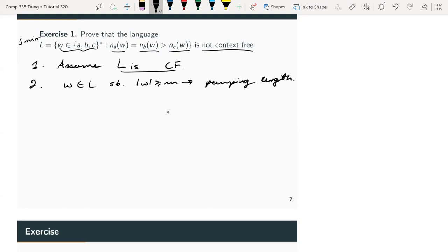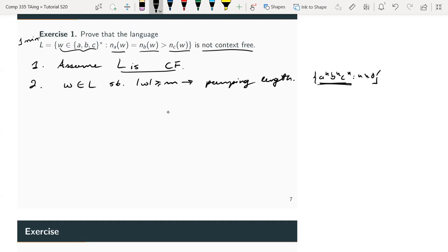So what's a good pick for W in this case? What you need to think of is that you've already seen in the lecture the proof for a^n b^n c^n not being context-free. The idea is that the string you pick for this kind of language can be similar to this structure, because you already know the fundamentals to disproving that something like this is context-free.